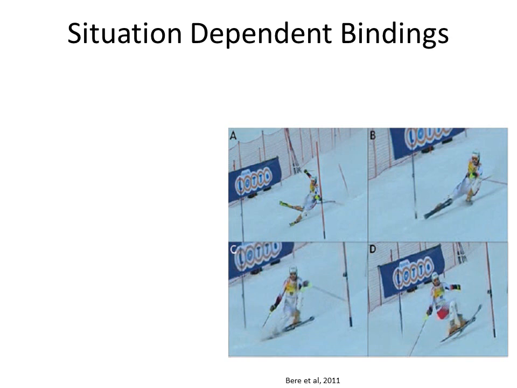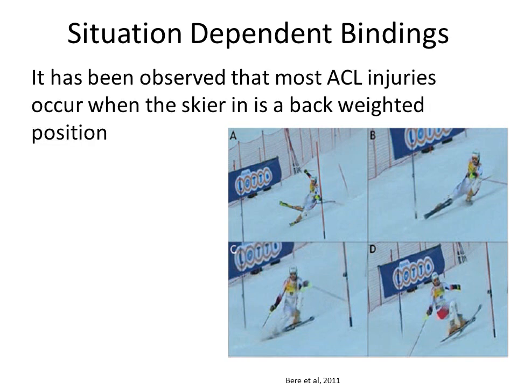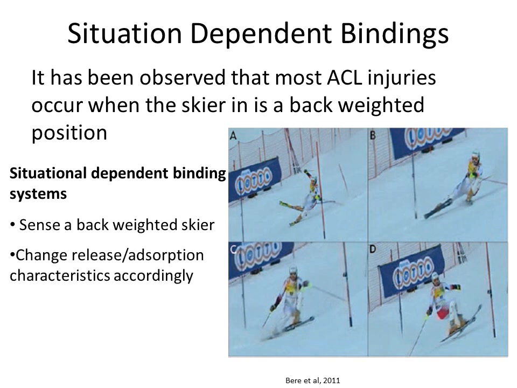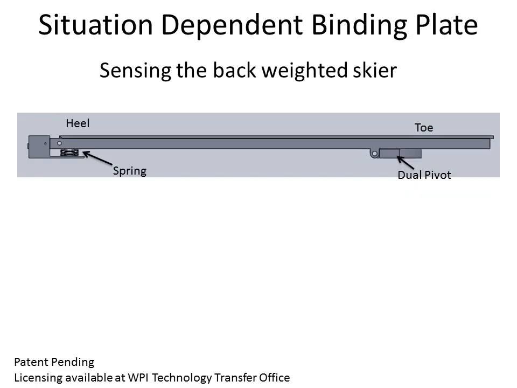Through the retrospective work of others, we've noticed that most ACL injuries occur when the skier is in a back-weighted, unbalanced position. If we can sense when the skier is in this position, we can have the ski binding plate change its release and absorption characteristics accordingly to reduce the injuries, while transferring all the control loads when the skier is in a controlled, balanced position.